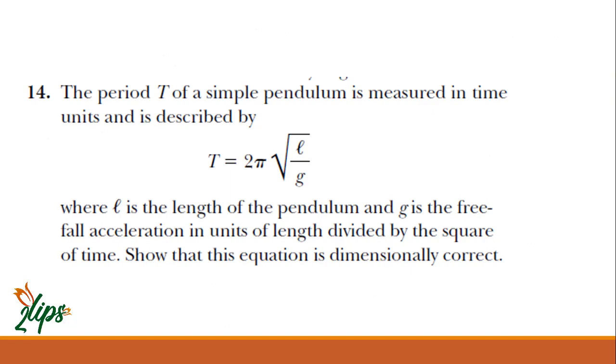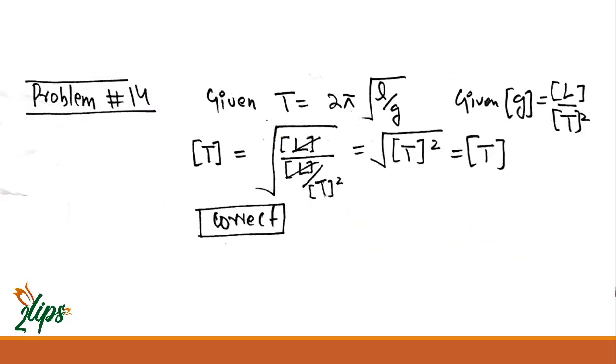Problem number 14. In this problem, the relation for the time period of a simple pendulum is given, and we are asked to check whether this formula is dimensionally correct or not. On the left side we have dimensions of time, and on the right side we have 2 pi. 2 pi does not have any dimensions because it is a number, so we have only L and g.